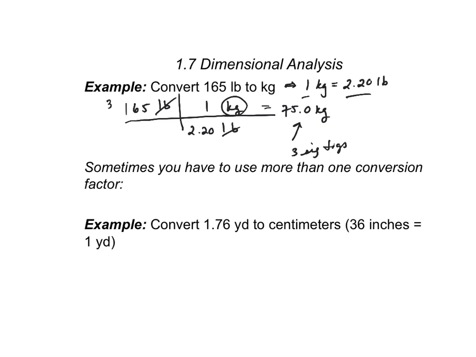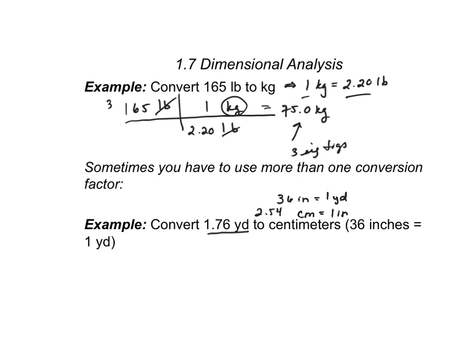Okay, so another example, sometimes you'll have to use multiple different conversions, right? So let's say I wanted to convert 1.76 yards to centimeters. I could look up the direct conversion for that, right? But instead, let's say I knew that 36 inches equals 1 yard. What is the relationship between centimeters and inches? Just said it. So how many centimeters equals 1 inch?